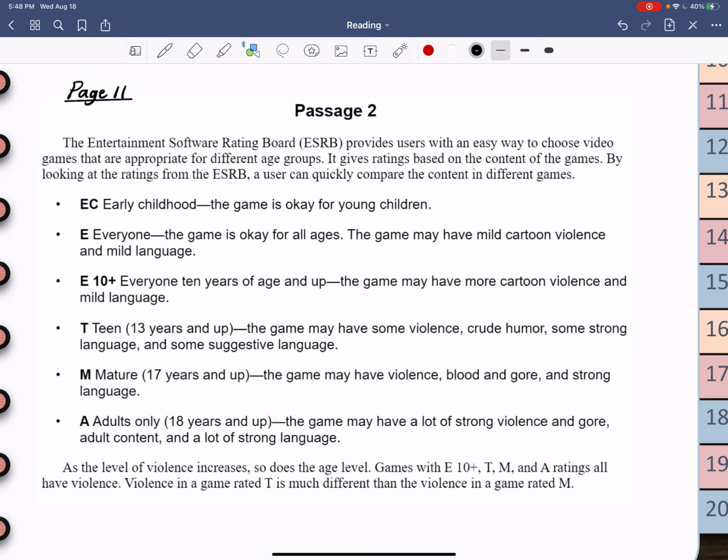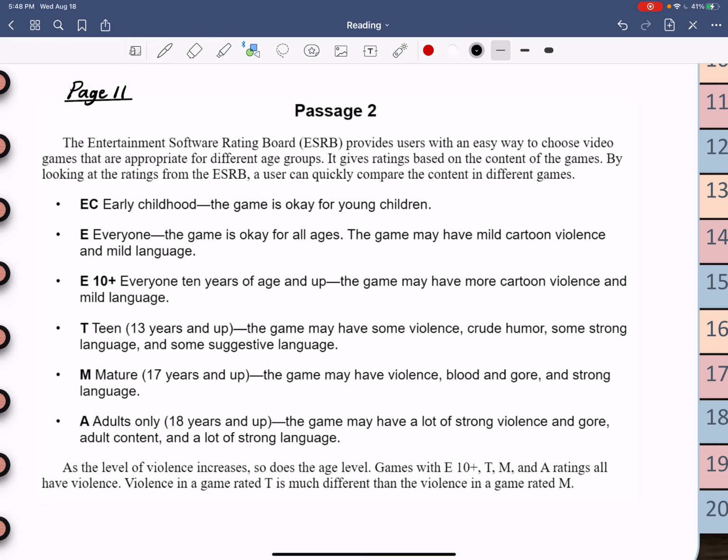T for teen is 13 years and up. The game may have some violence, crude humor, some strong language, and some suggestive language. M, mature, 17 years and up. The game may have violence, blood and gore, and strong language. A, adults only, 18 years and up. The game may have a lot of strong violence and gore, adult content, and a lot of strong language.